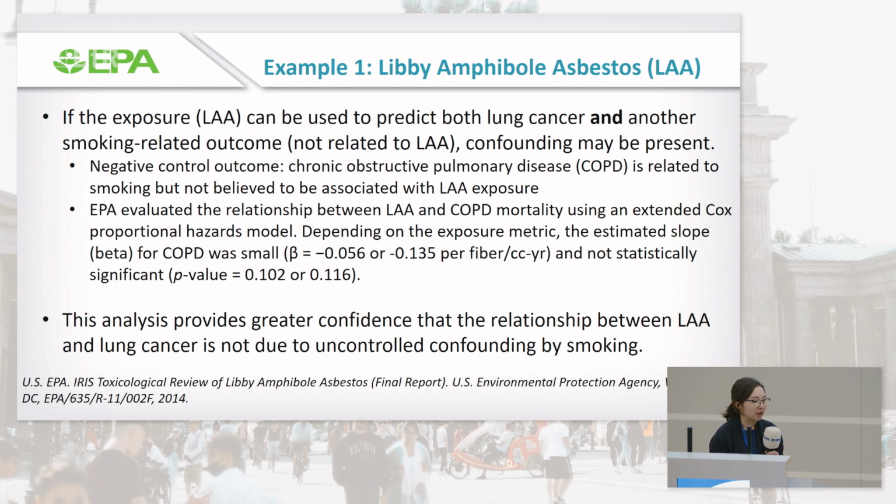So for this analysis, we selected chronic obstructive pulmonary disease, or COPD, mortality, because we know that it is related to smoking, the potential confounder, but was not thought to be related to asbestos exposure. So in this case, when we're looking at asbestos in relation to COPD, we would expect that there would not be an association. And indeed, when we did that analysis, we didn't see that there was an association between those two. So this gave us more confidence that smoking was not an uncontrolled confounder in the asbestos and lung cancer relationship, because we saw what we expected to see, a null association, when we looked at asbestos and our negative control outcome.